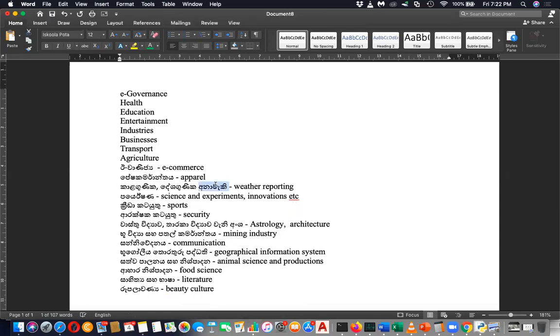For weather prediction, it's used, no? Have you seen that? Weather forecasting, yes, they can show the weather. Even in your mobile phone, you can see the weather. When you log into your mobile phone, it says today's cloudy, likewise you can see the weather.